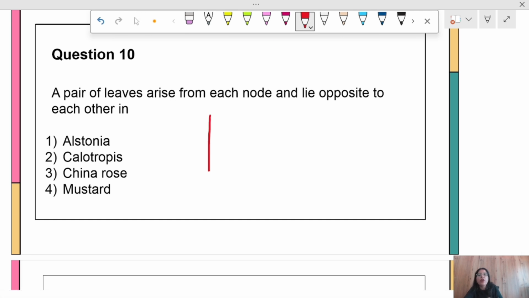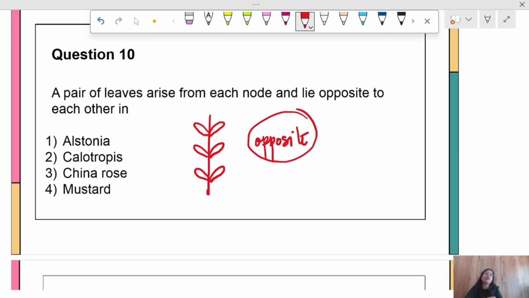Now, a pair of leaves arise from each node and lie opposite to each other. The question is very good. They are talking about the arrangement of leaves on the stem or branch, that is called phyllotaxy. So when you see that a pair of leaves, two leaves, are present at each node opposite to each other, this kind of phyllotaxy is called opposite phyllotaxy. And what are the examples of opposite phyllotaxy? Guava and calotropis, these are the two examples.